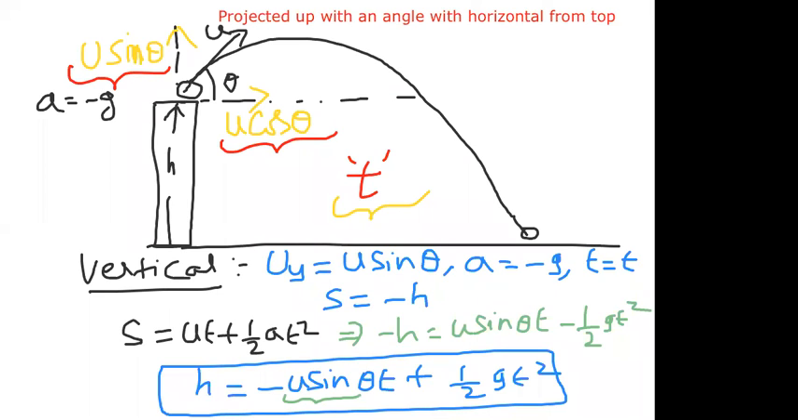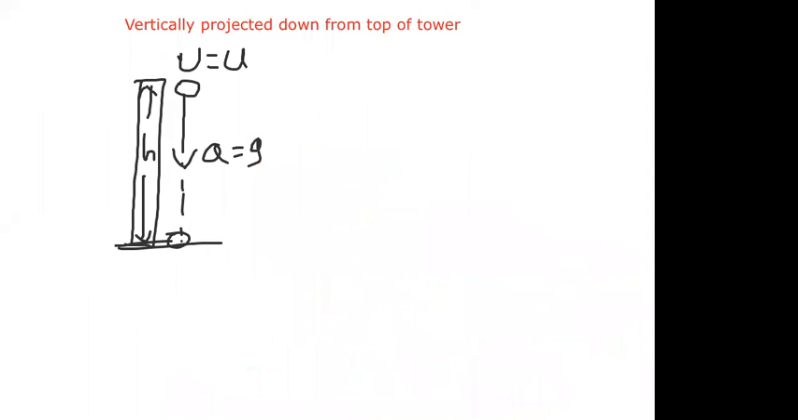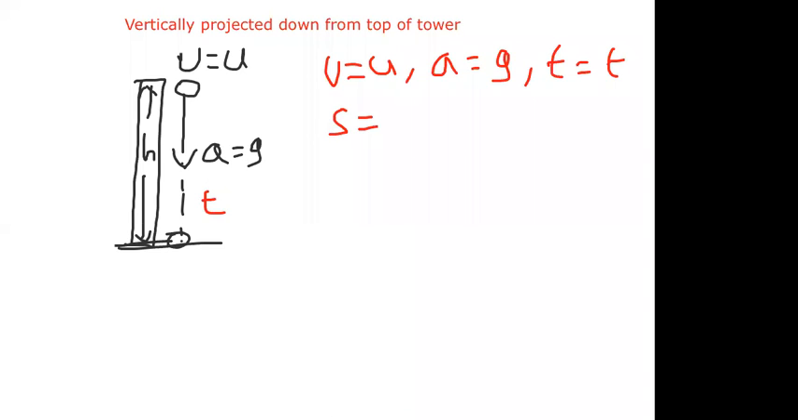Let us see the next one here. Vertically projected down from the top of the tower. What does vertically projected down from the top of the tower mean? Simply, it is projected down. So initial velocity u, acceleration anyhow g, and the total time taken to reach the ground, let us take it as time of descent t. And what is the displacement? In which direction is the body projected? The body is projected down. It is also coming down. So the body is moving in the same direction as the projection.